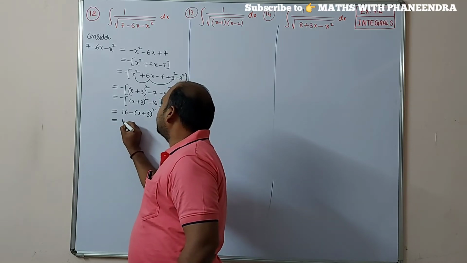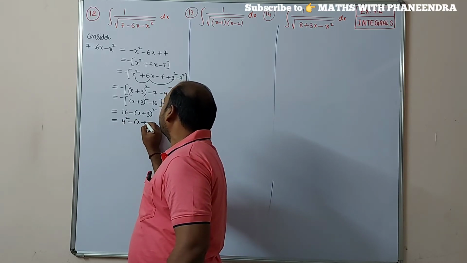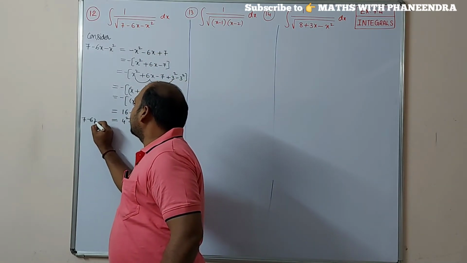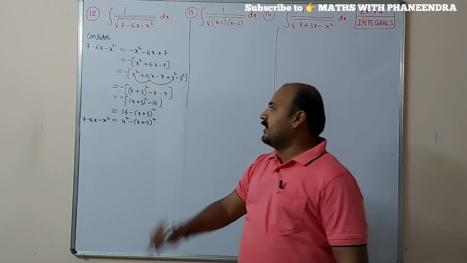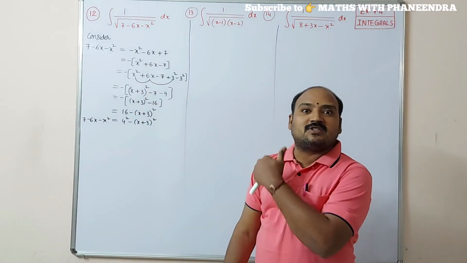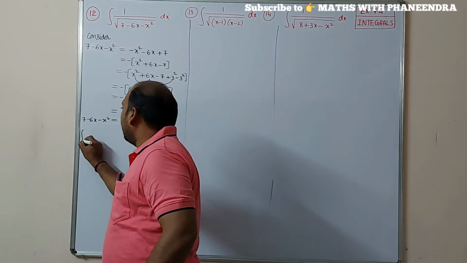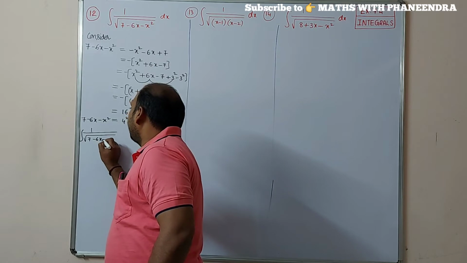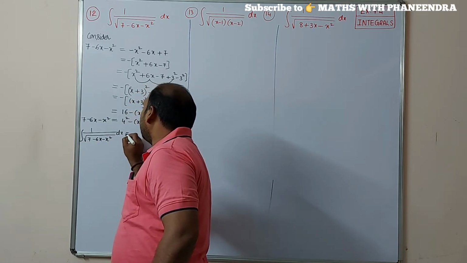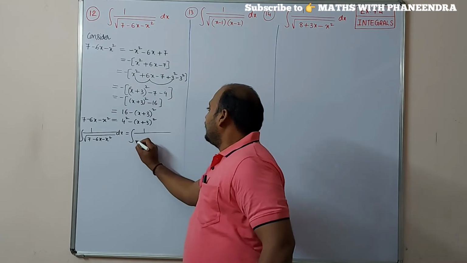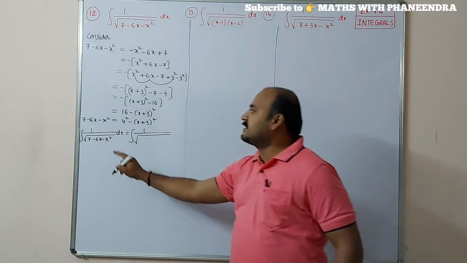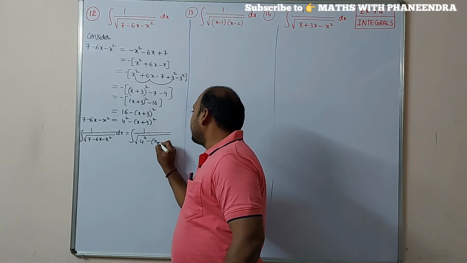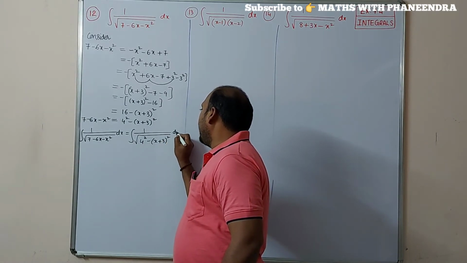In the next step, 16 can be written as 4 square minus (x plus 3) whole square. Now 7 minus 6x minus x square can be written as 4 square minus (x plus 3) whole square. Now consider the given integral, 1 by square root of 7 minus 6x minus x square into dx, is equal to integral 1 by square root of, in place of 7 minus 6x minus x square, replace with 4 square minus (x plus 3) whole square into dx.